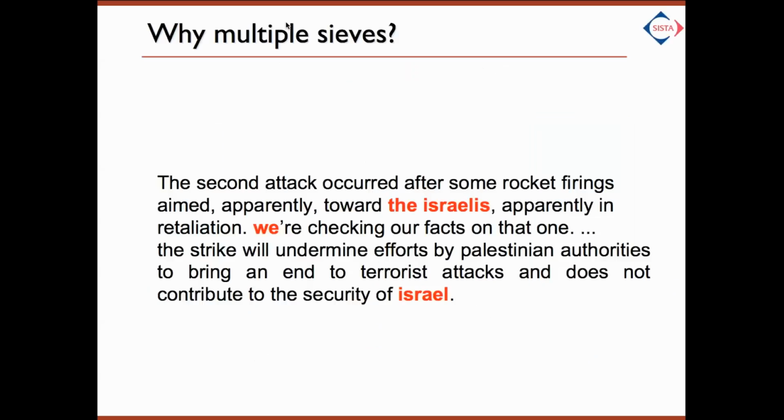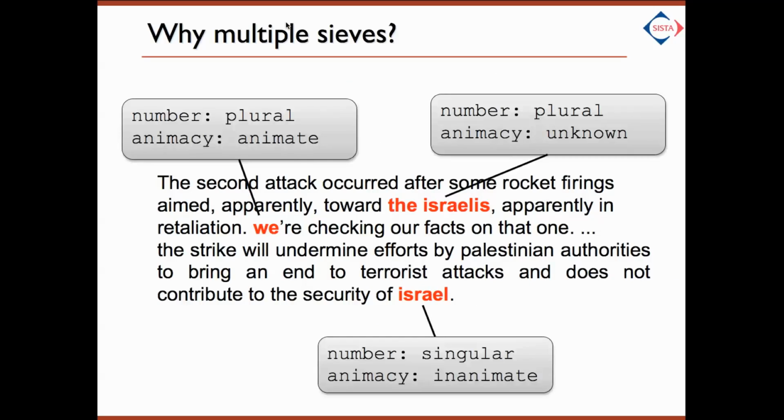So let's look at, just for simplicity, three mentions. This is what our system did when we tried to extract attributes of mention. So we have the Israelis, the people of Israel. We have Israel as the country, and we.